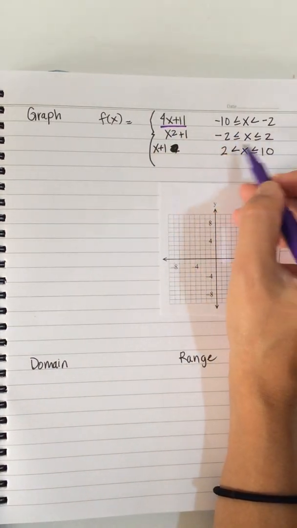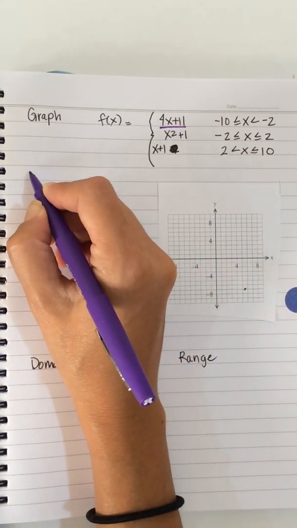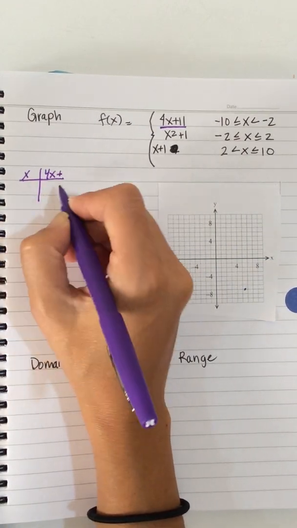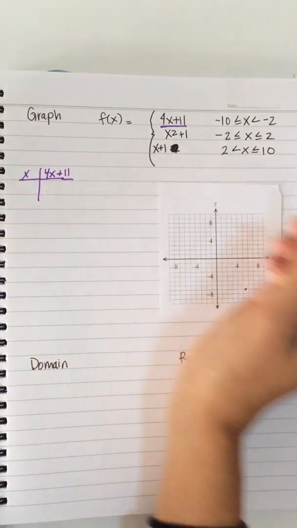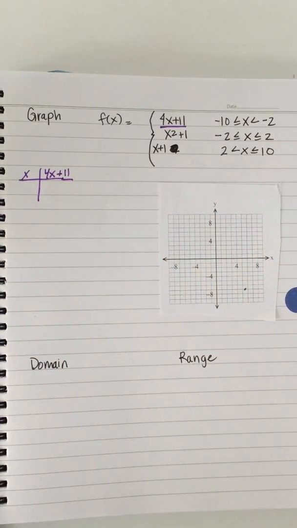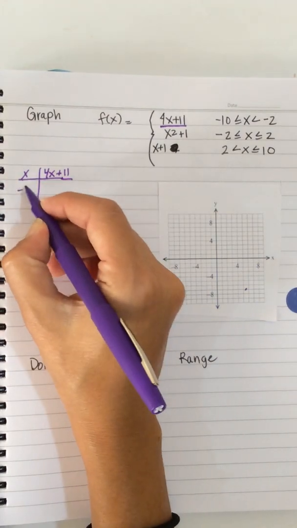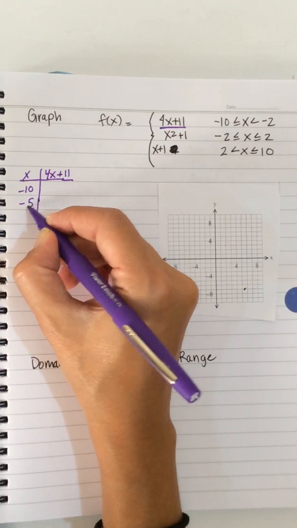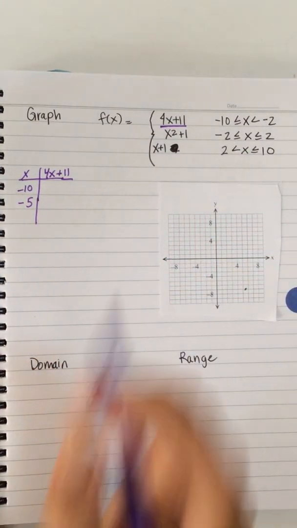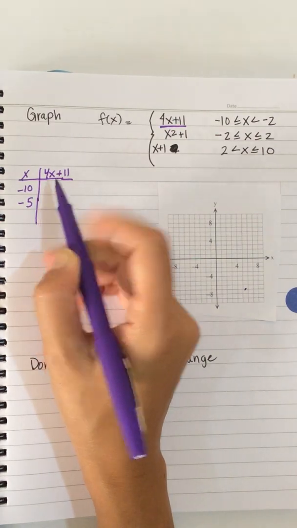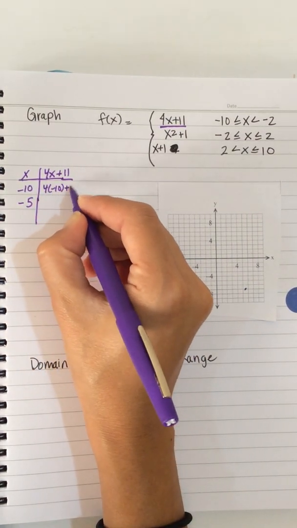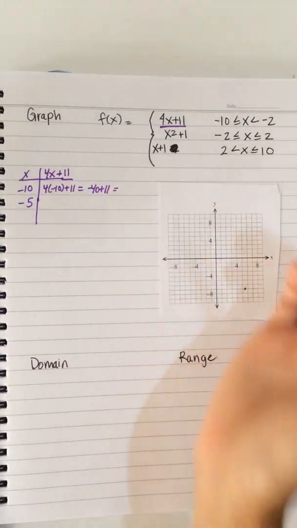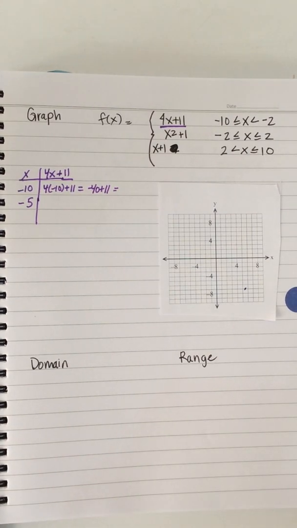Okay, so let's plug in some numbers here. I'm going to just come over here. X and then 4x plus 11. Okay, so 4x plus 11. If I'm just going to plug in, let's plug in -10. Let's plug in -5. Okay, let's see where that gets us. So 4 times negative 10 plus 11, that's negative 40 plus 11, which is negative 29.